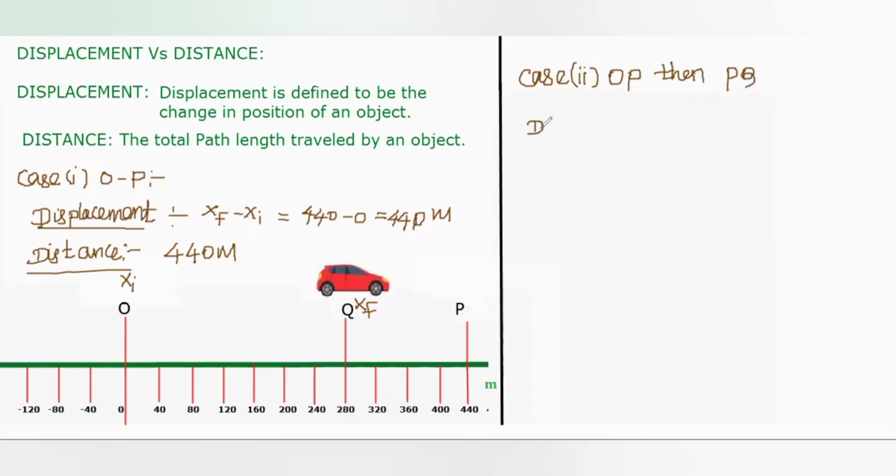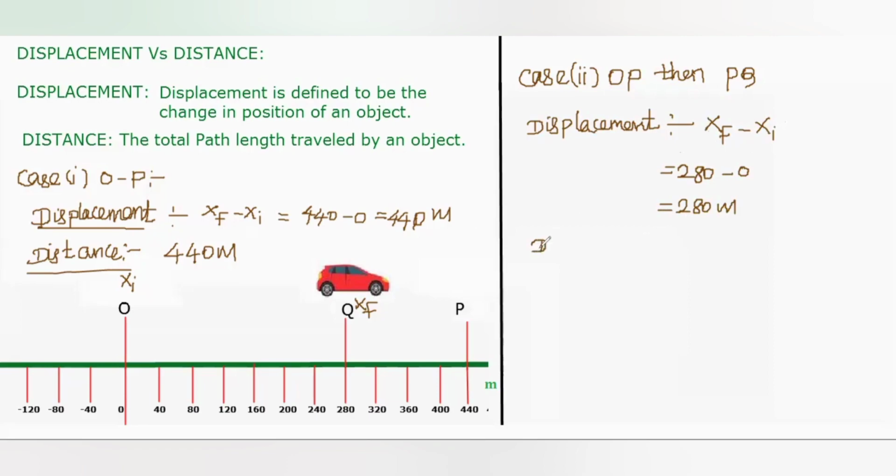So for this case, what is the displacement? As per the definition, the displacement is the change in position. It means final position minus initial position. The final position is Q, that is 280 meters, minus the initial position, that is the origin, which means 0 meters. So the displacement is 280 meters.